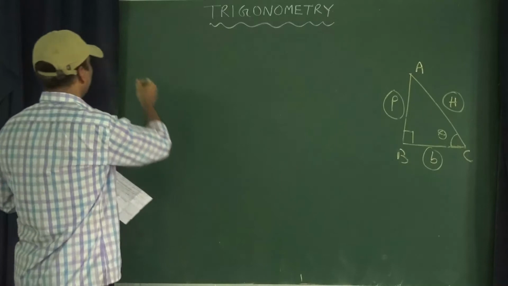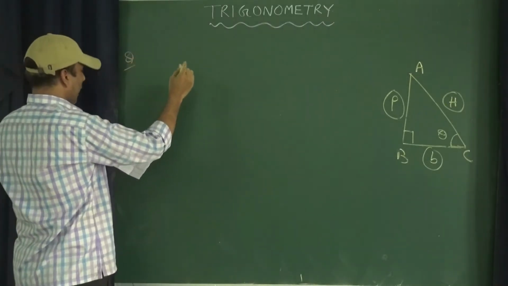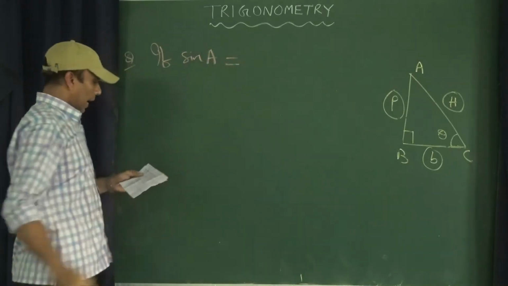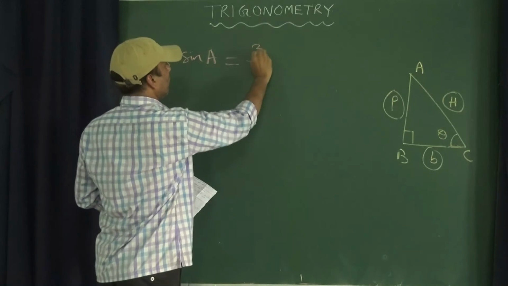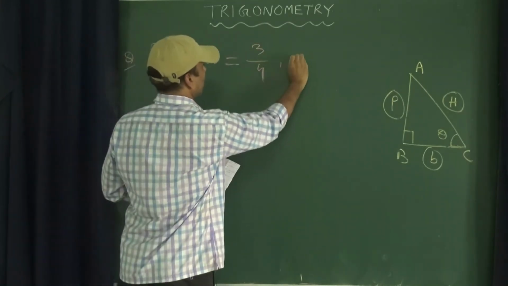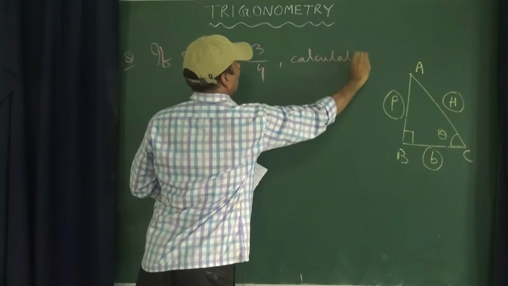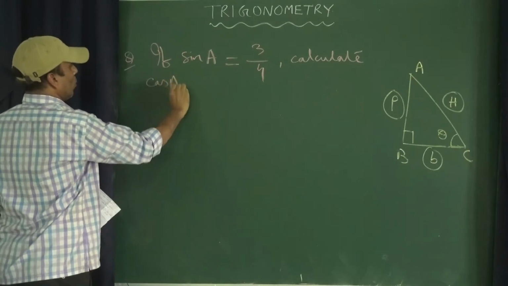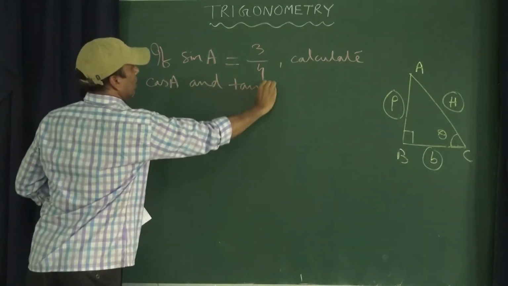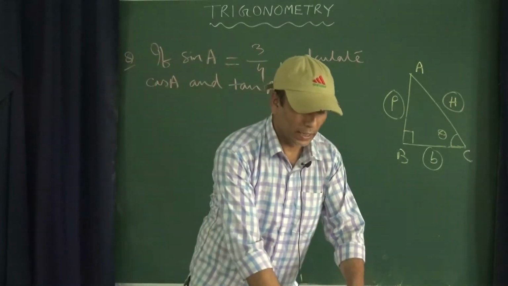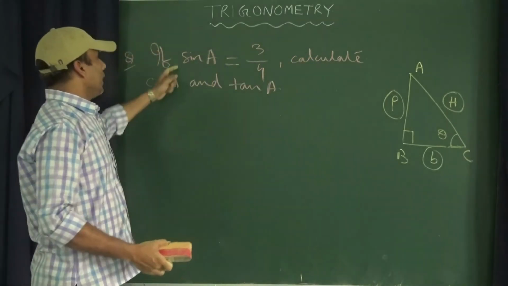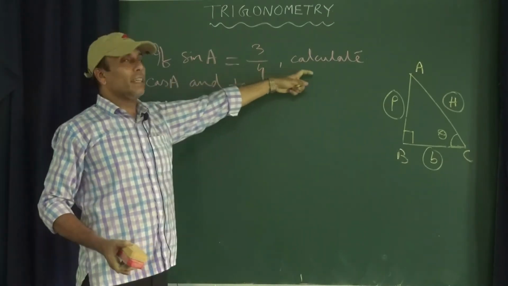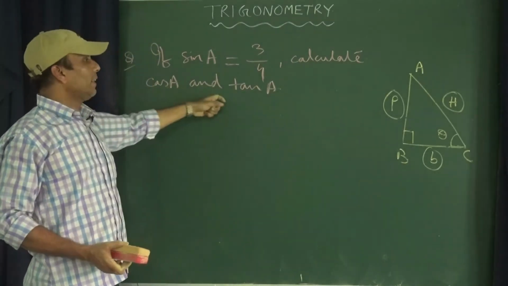Our question is, if sin A equal to 3 by 4, calculate cos A and tan A. So our question is here, if sin A equal to 3 by 4, we are given the value of sin A which is 3 by 4, and using this value we have to calculate cos A and tan A.